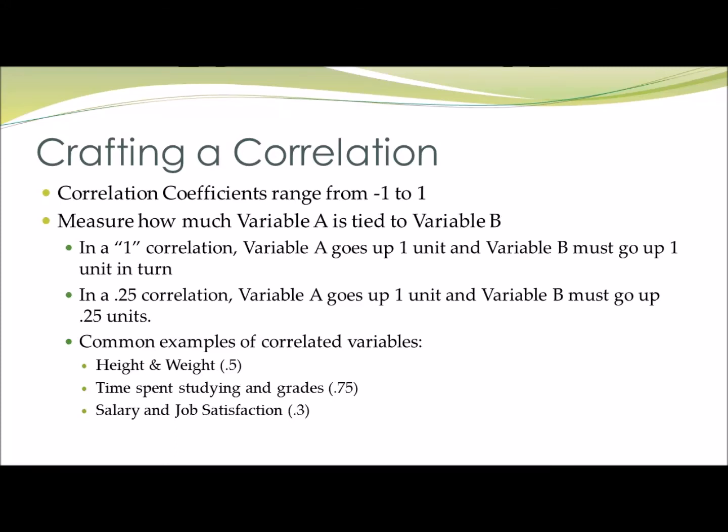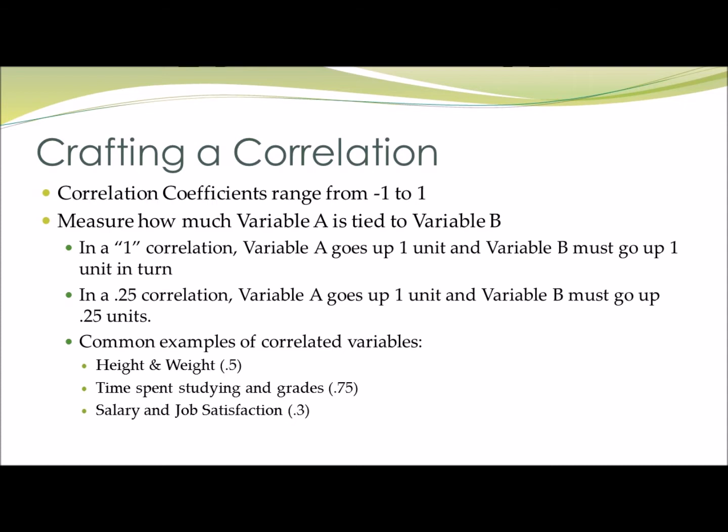So conversely, if you think about how a negative correlation would work, say it's a negative 0.5 correlation. So variable A goes up 1 unit, variable B, instead of going up 0.5 units, goes down 0.5 units.